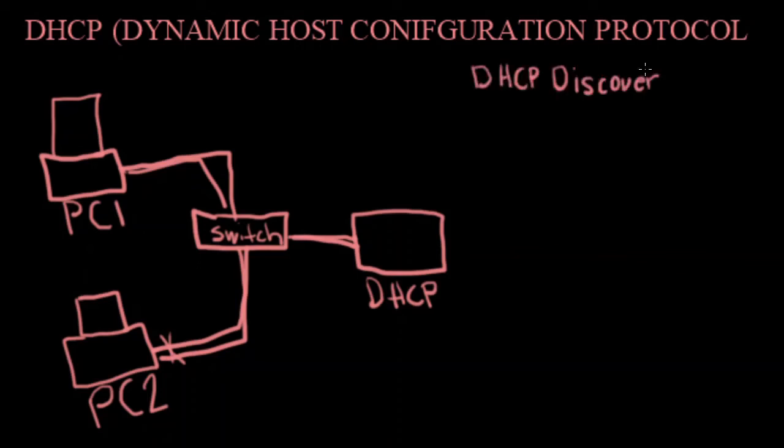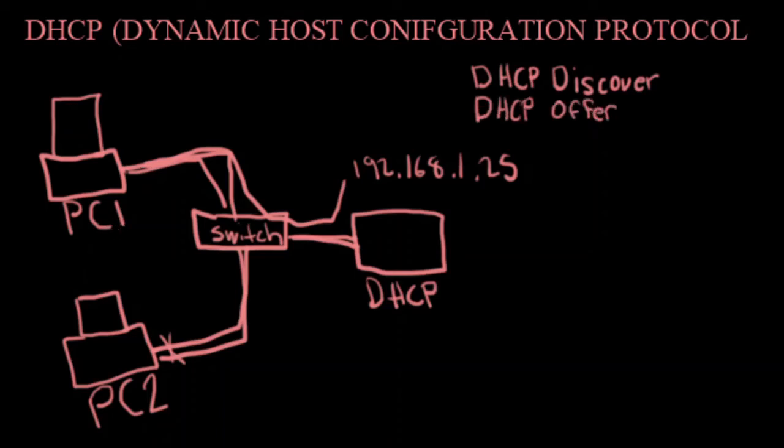Then the DHCP server would offer an IP address, for example, 192.168.1.25. It would then take that IP address and send it back to PC1. So this is what we call a DHCP offer.